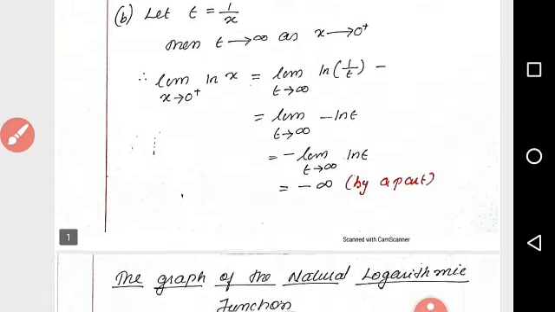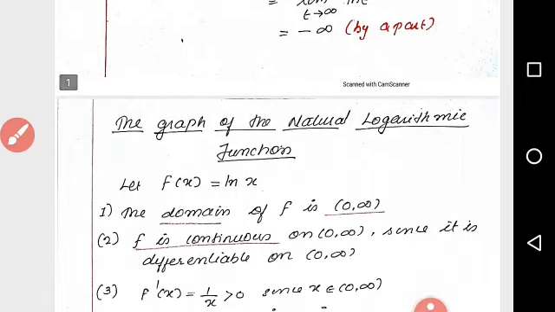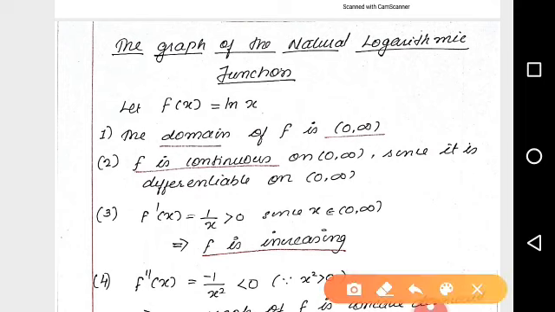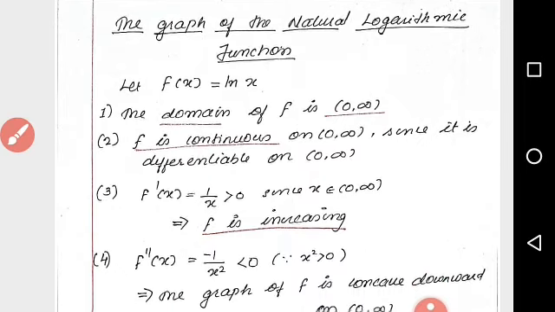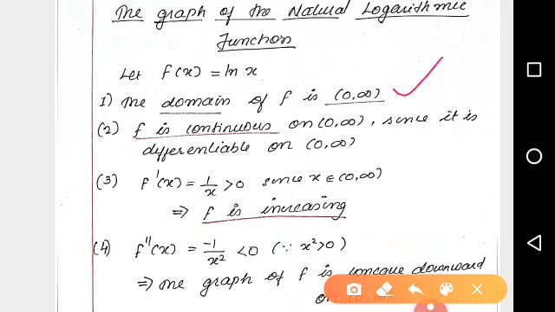So let us graph the natural logarithmic function. Here we take f of x as ln of x. To draw the graph of a function, we need to know about the domain and whether it is continuous or not, whether it is decreasing or increasing, concave down or concave up, such things. So first, we know that the domain is the interval 0 to infinity, and since it is differentiable on the open interval 0 to infinity, the function is continuous throughout the domain.